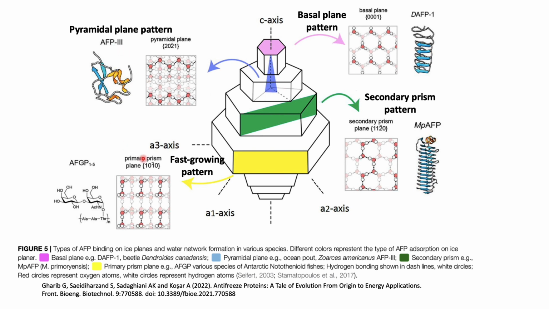So there are different types of AFPs. If you look at DAFP, they actually prevent the growth by binding to the basal plane pattern. The pattern is given here. We will look a little bit deeper in the next slide. We also have the secondary prism pattern, and AFGPs, that means antifreeze glycoproteins, actually stop the ice growth by binding to the primary prism plane, and AFP3 generally focuses on the pyramidal plane. It binds to the pyramidal plane.